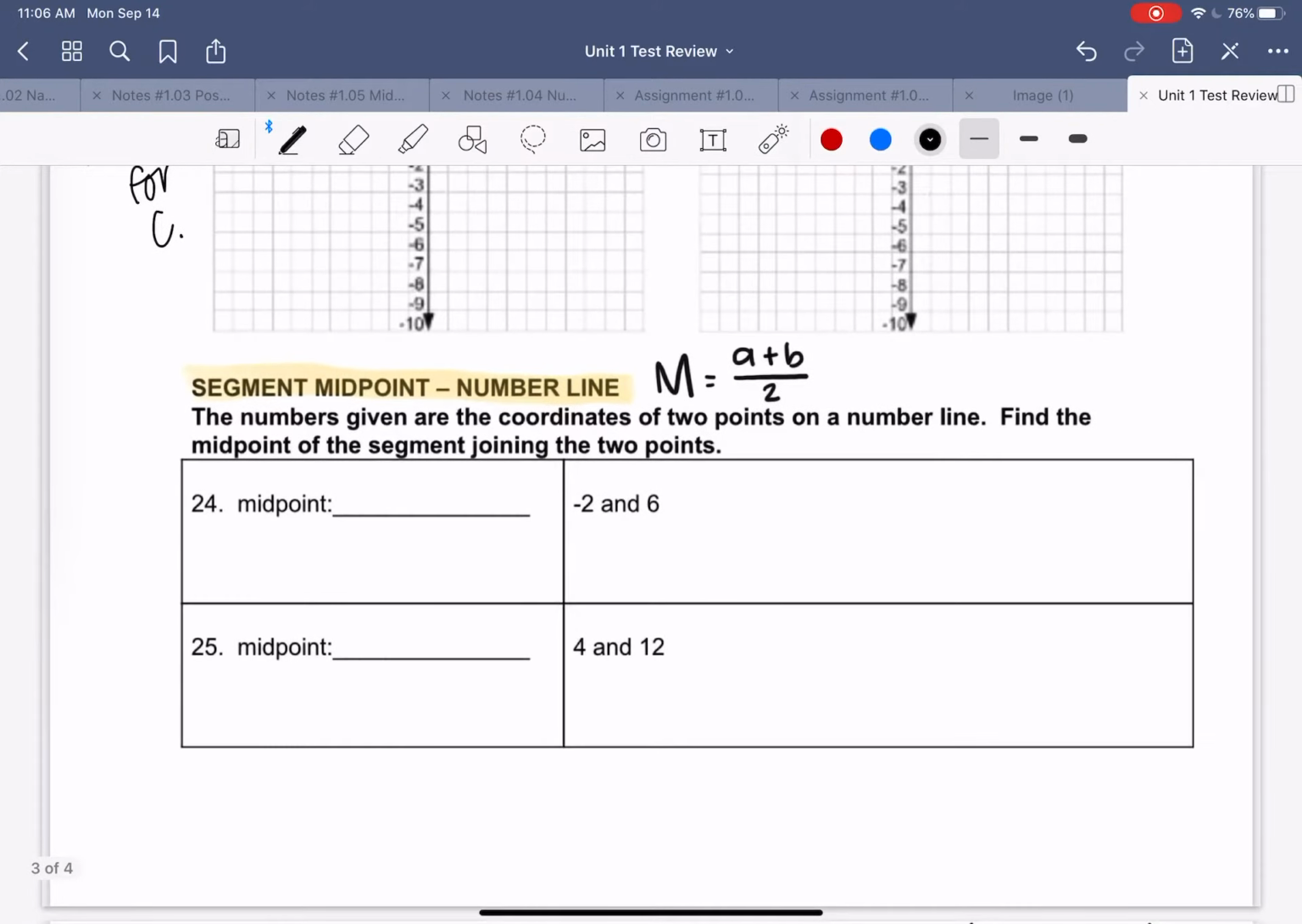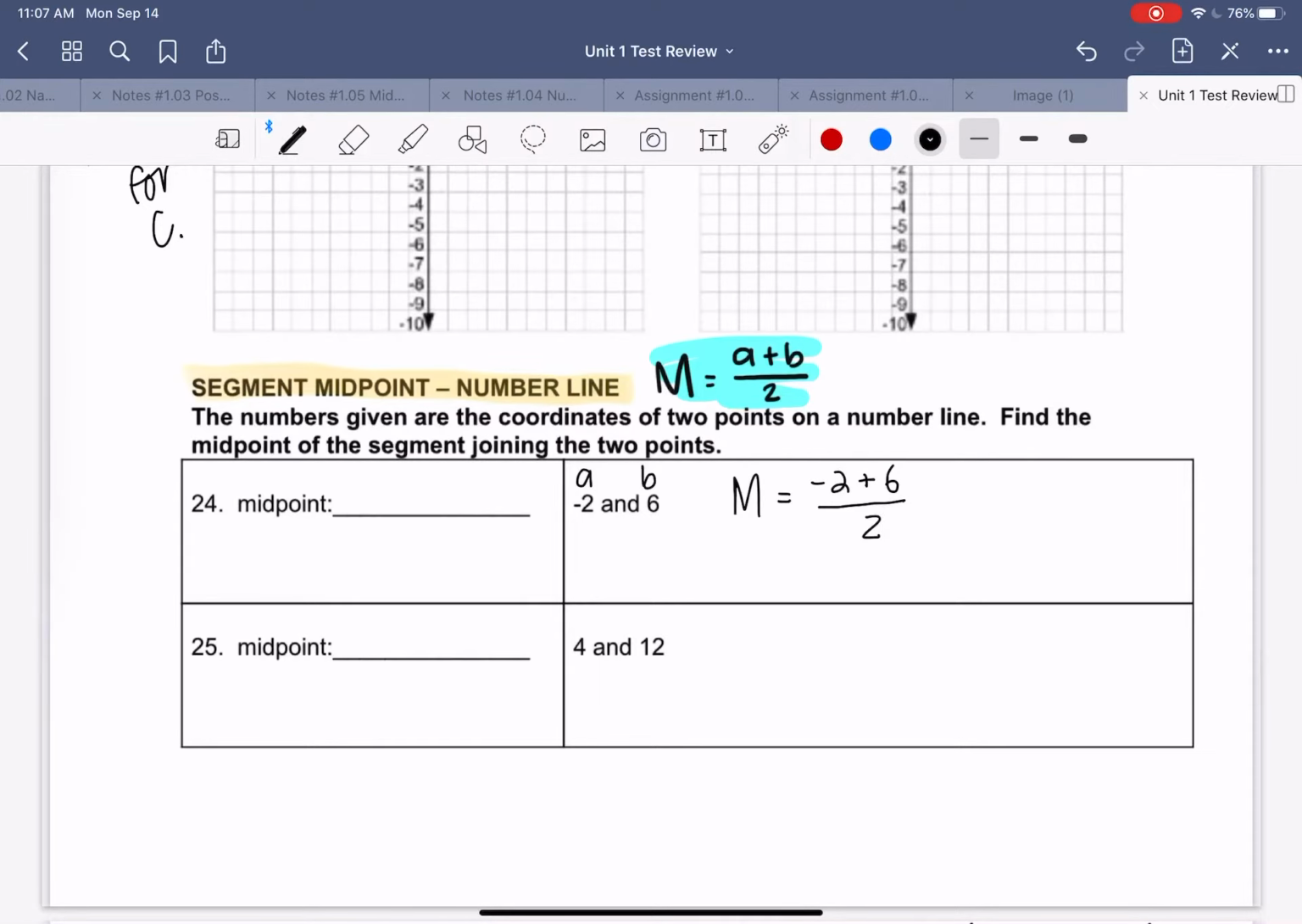All right, midpoint on a number line. We have this beautiful formula right here that we need to utilize. Okay, so A and B being our points that we're using. So midpoint equals A plus B, which A is -2, plus 6, which is B, divided by 2.